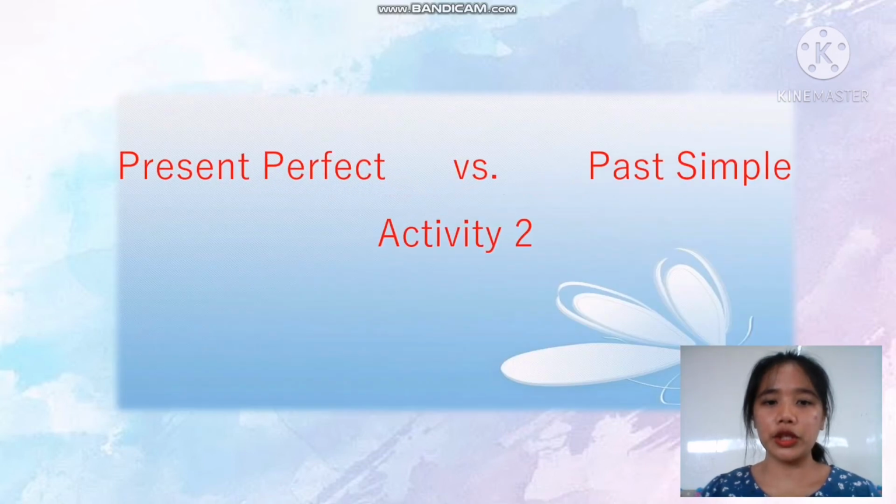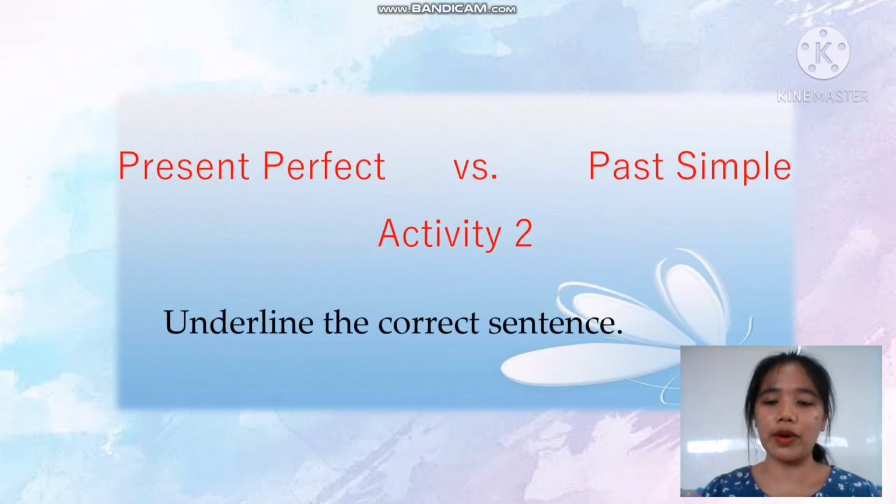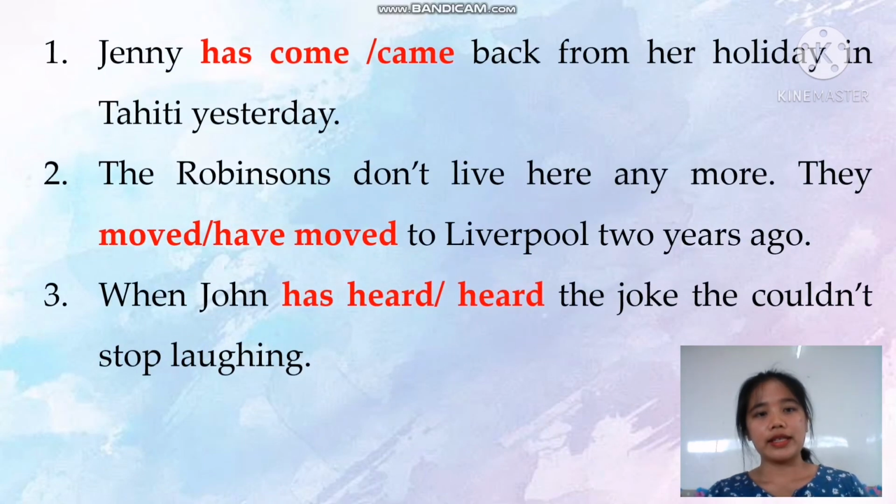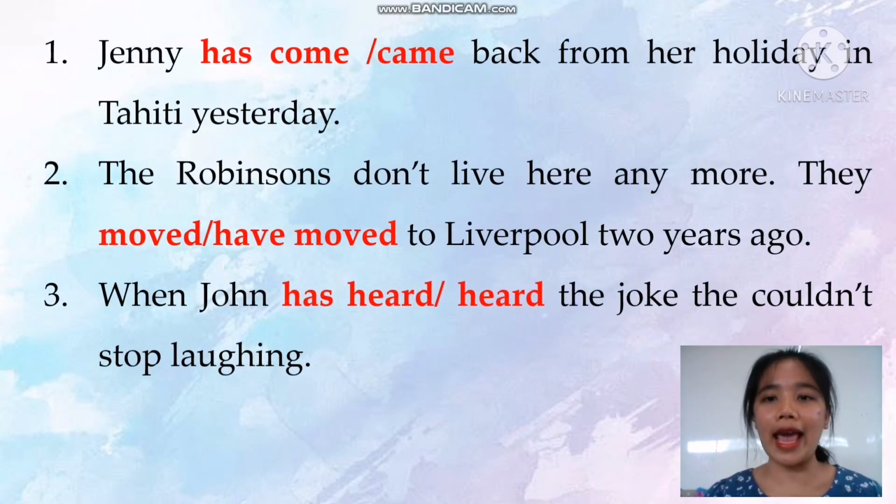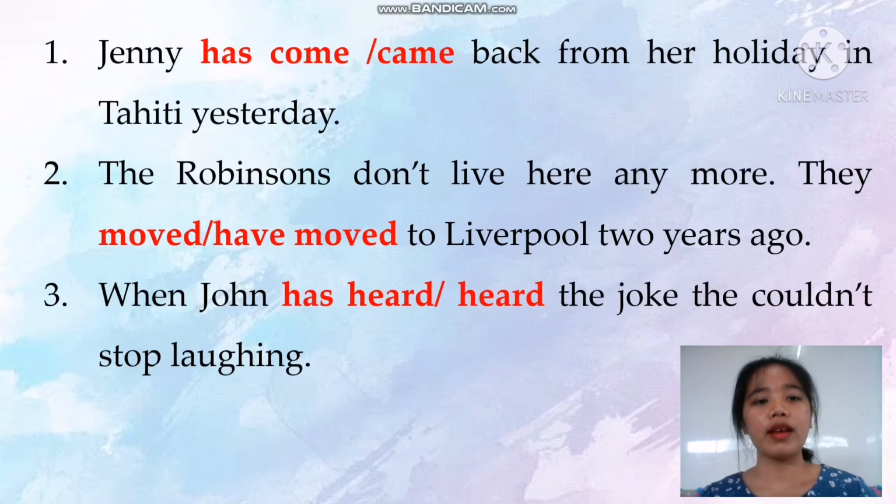And for activity 2, you are going to underline the correct sentence. So, number 1, Jenny has came back from her holiday in Tahiti yesterday. Number 2, the Robinsons don't live here anymore. Have moved to Liverpool 2 years ago.